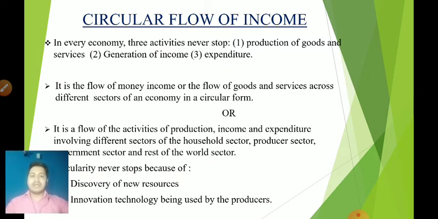Or you can say that it is the flow of the activities of production, income and expenditure. The three activities which we mentioned above, like production, income and expenditure, involve different sectors: the household sector, producer sector, government sector and rest of the world. Dear students, we all know that we have four sectors. When the money is circulated in all these four sectors, it is simply known as circular flow of money.